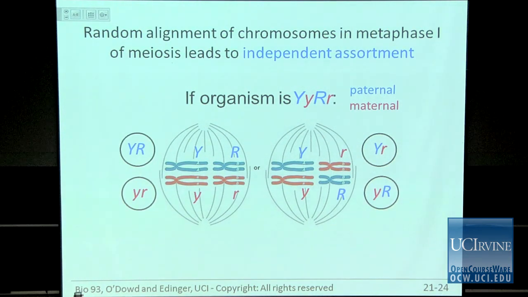But it is equally likely that mom's B chromosome will be on the top of this metaphase plate next to dad's A chromosome. And in this case, you would end up assorting them separately. So dad's Y can go with mom's R. And that is the principle of independent assortment.